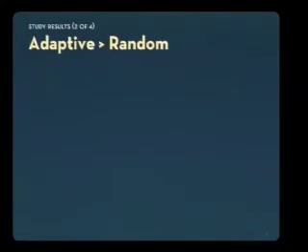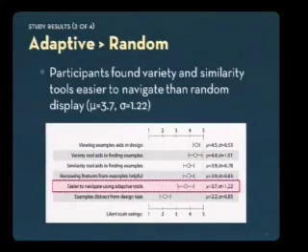The second finding that we found is that the adaptive features were actually helpful to users. So study participants found that the variety and similarity tools made it easier to navigate this corpus of examples than the random display, which you could only browse linearly.